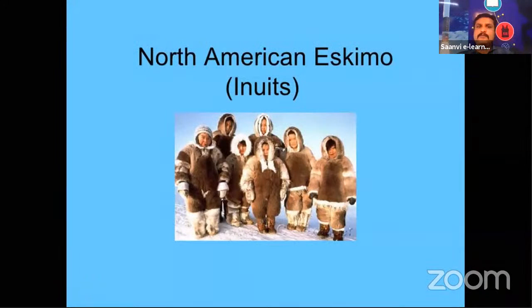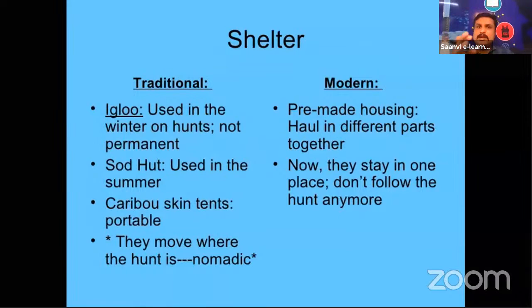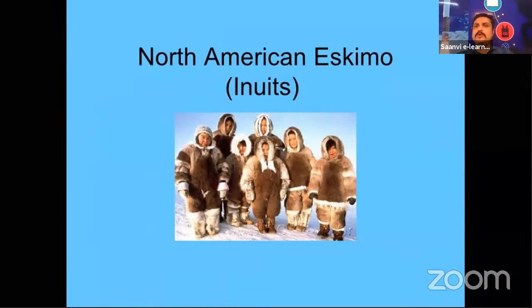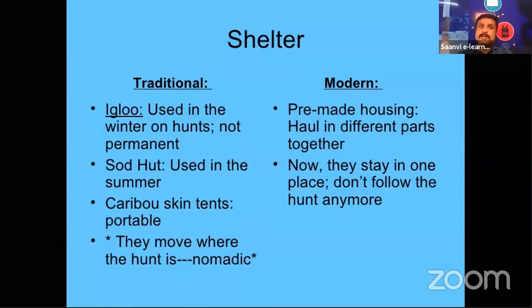Here some of the people living in North America are Eskimos, we call them Inuits. Now the shelter of those people. The North American Eskimos, the people living there, we call Eskimos. Their shelter: the traditional igloo, used in the winter on hunts. Not permanent, small houses they have in winter for hunting and other activity, that we call igloos. A sod hut is used in the summer, and caribou skin tents are portable. They move where the hunt is, nomadic, nothing but they move from place to place.